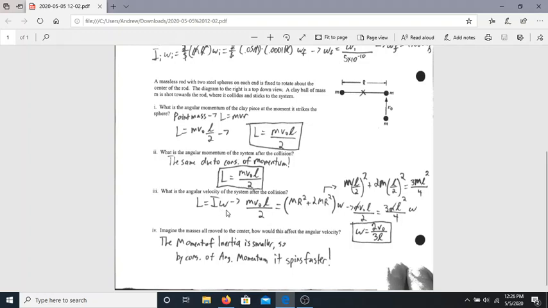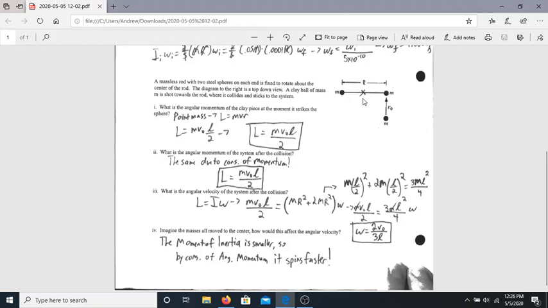If you want to underline that, that's what you're looking for. We have some answer for angular momentum, so we can put that in for L. But what we're left with is that we don't know what the moment of inertia is. And unfortunately, it doesn't really say explicitly what this is.